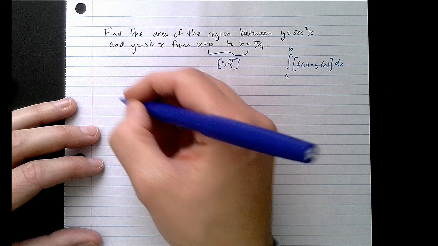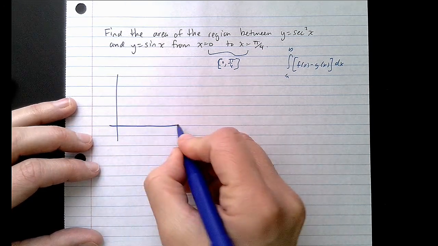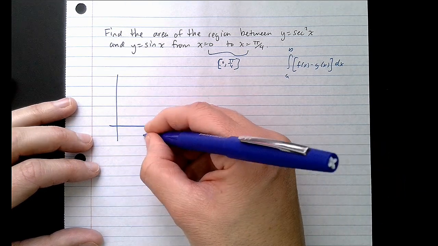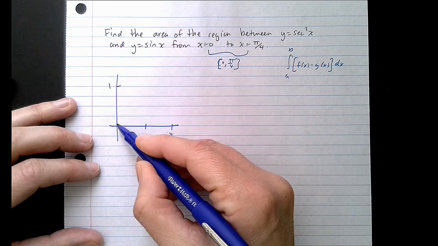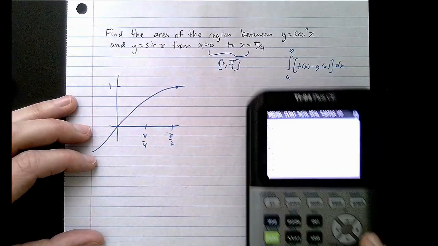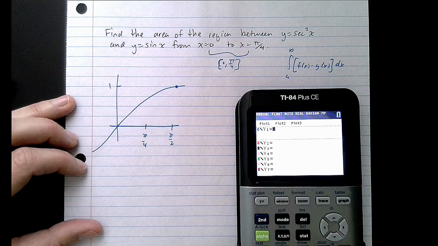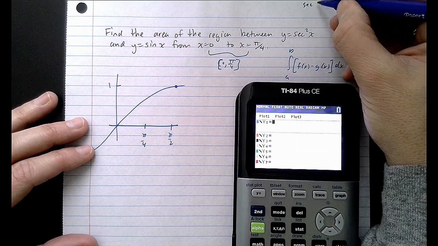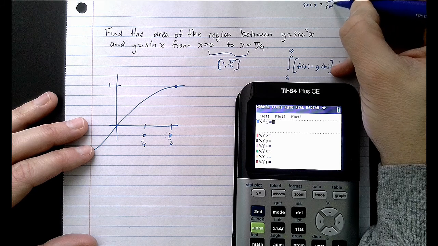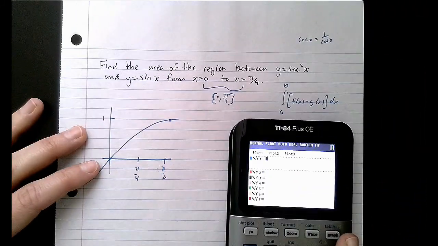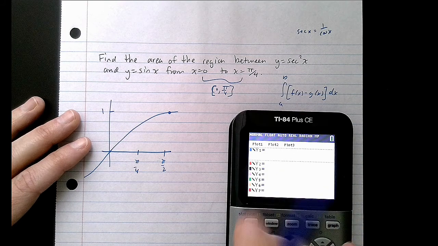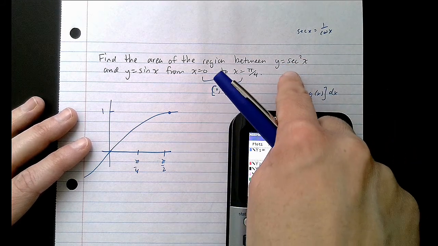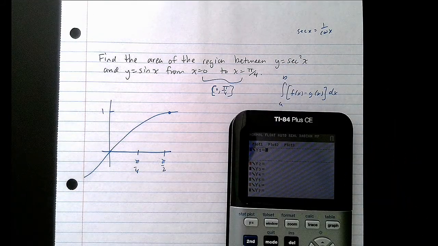Now, sine of x isn't too bad. We should know what sine of x looks like. Now, secant squared is a little different, so let's see what that looks like. Remember, secant is 1 over cosine. So what you have to do is you have to actually type in 1 over cosine quantity squared to make it look like secant squared.